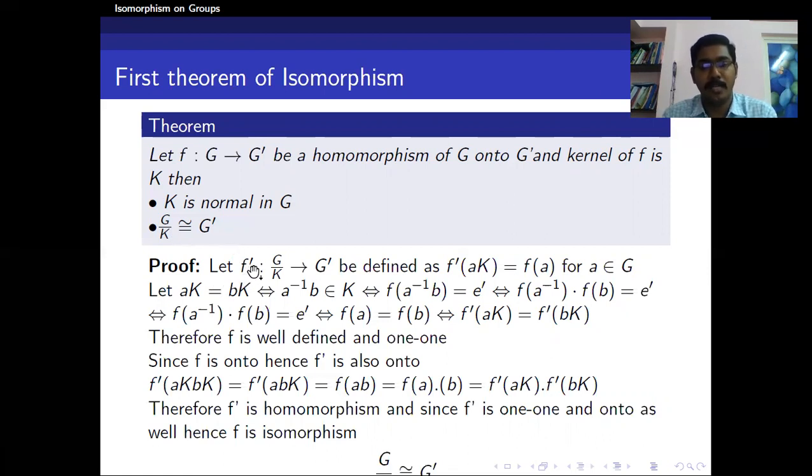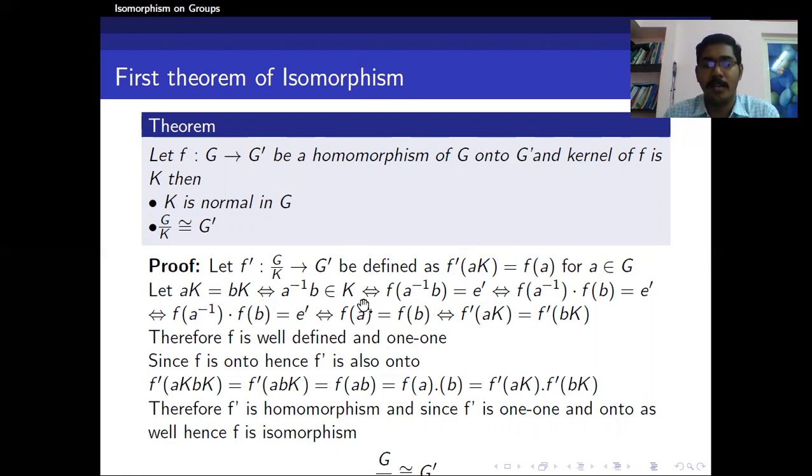Proof: consider the map f' from G over K to G' defined as f' of aK equal to f of a for a in G. Now let us consider aK equal to bK, which is a coset. Then, pre-multiplying by a inverse on both sides, we get a inverse b belongs to K. If and only if a inverse b belongs to K, we can write f of a inverse b equal to e', according to the definition of the kernel.